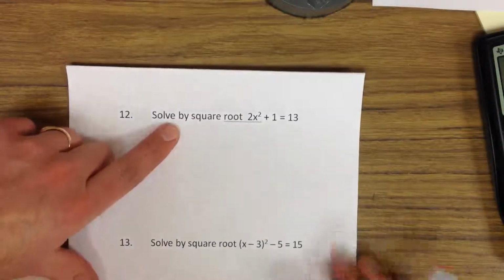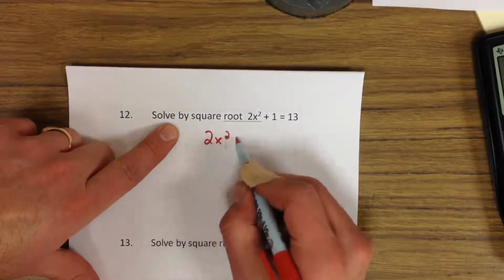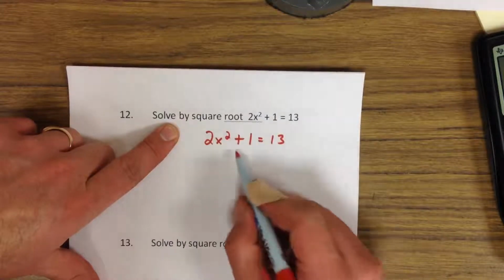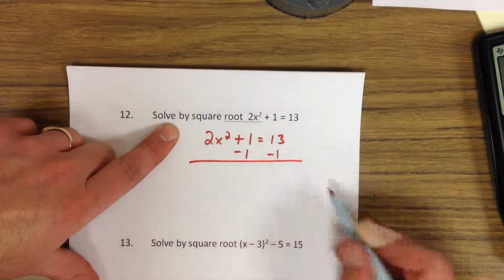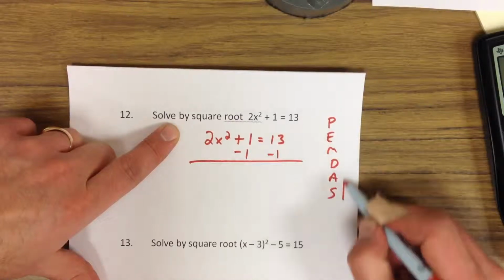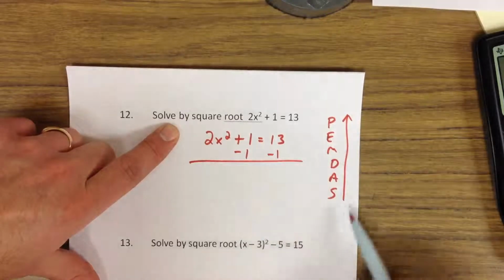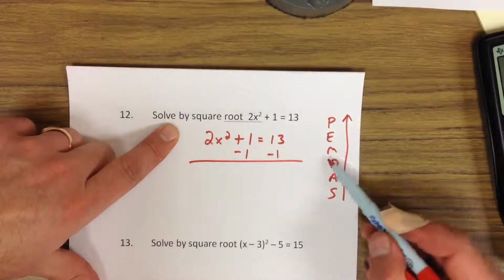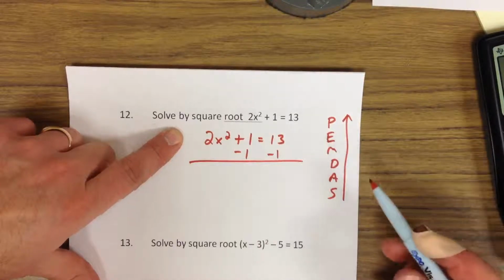All right, solving by square root. Remember, this is just solving by algebra. I know you guys probably are sick of this, but PEMDAS backwards. Get rid of the addition and subtraction, get rid of the multiplication, and then mess with the exponent.